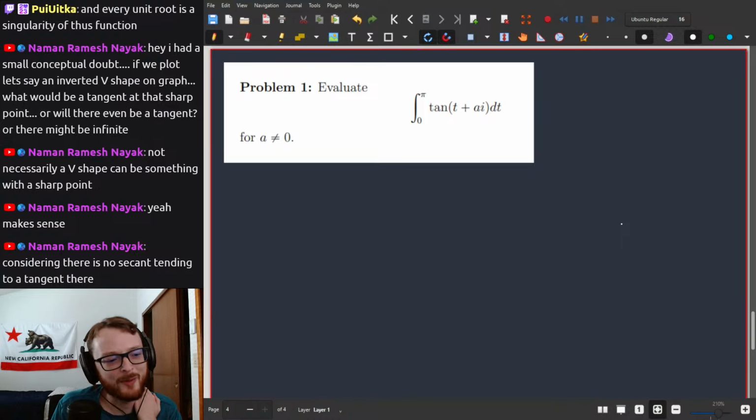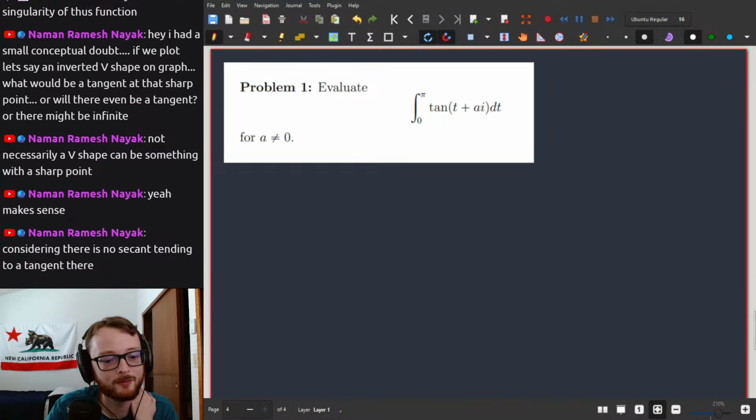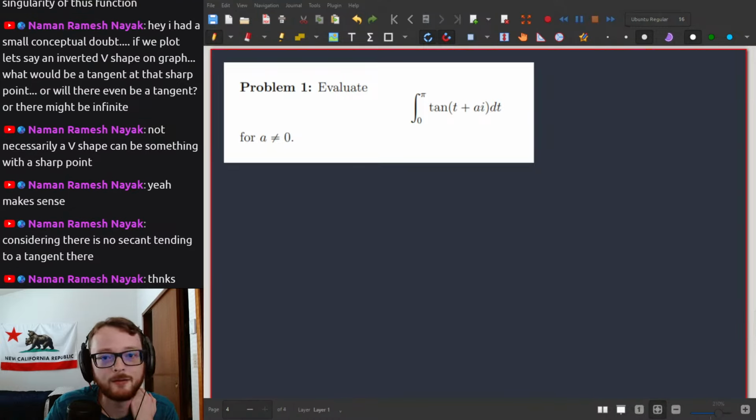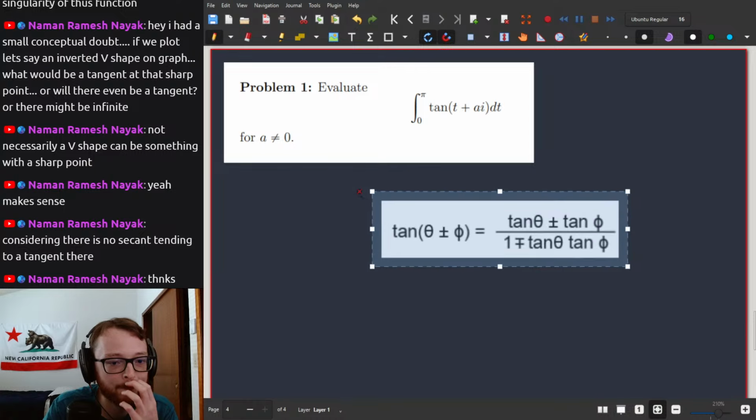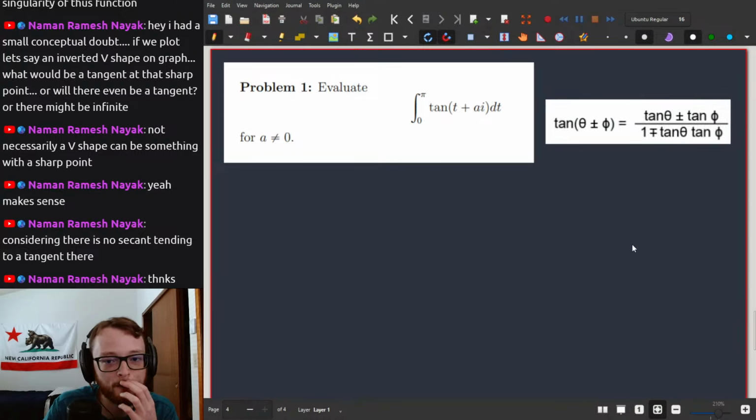So we do have a sum identity for tangent, right? I assume this is just a for fun question, so I'm not super worried if we can't answer it. We do have that bad boy.